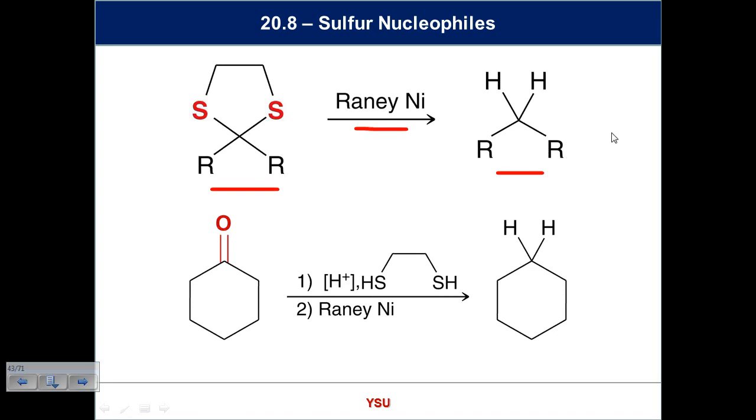Mechanism for this is way beyond the scope of where we are here. Right? This is a radical anion type mechanism. It's horrible. But Raney nickel's fun because you've got to be careful when you do this.